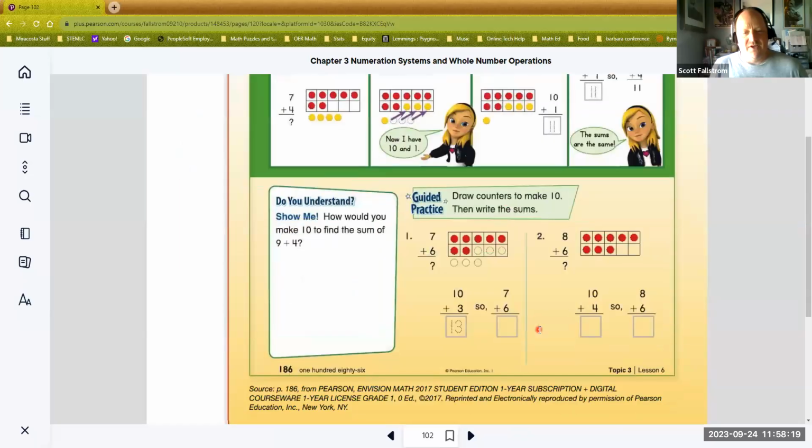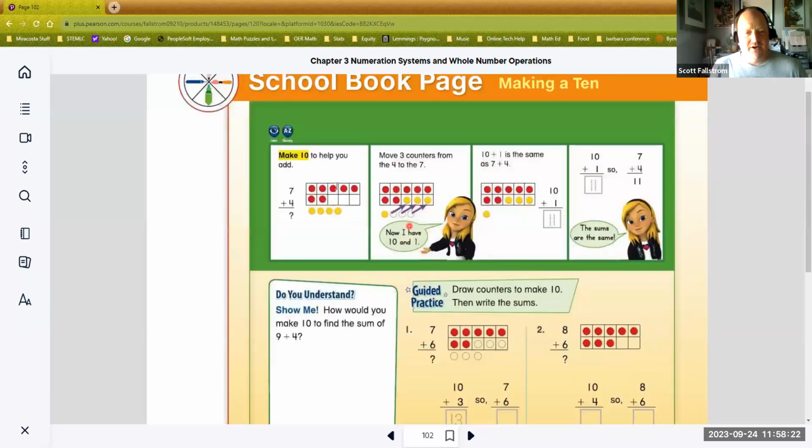Moving forward, page 102, we get a nice school box picture here. Now, this is one with colored chips. This is a very common technique at the elementary levels. What they do is they make 10. They're going to do 4 plus 7. What you'll see is they use what are called 10 counters. And you fill them up with your first number, 7.